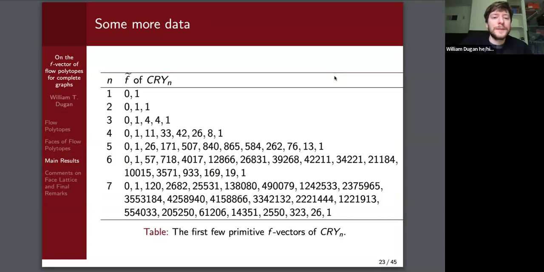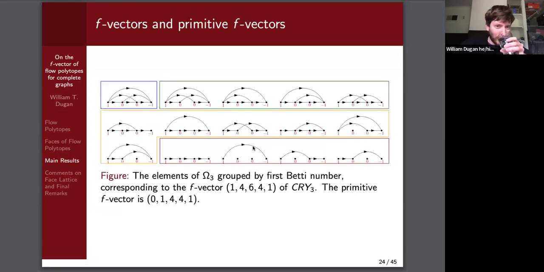But here's some more motivating data. Once again, the numbers start off nice. These are the primitive F vectors in the case of this cry, and they start off by looking nice, but then again they get not so nice. But maybe the punchline is they're still nicer than the F vector. So we're actually going to be able to solve the problem using these. Okay, and then my favorite slide of the whole talk.